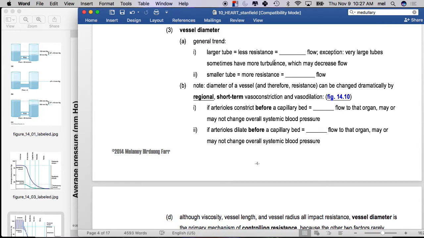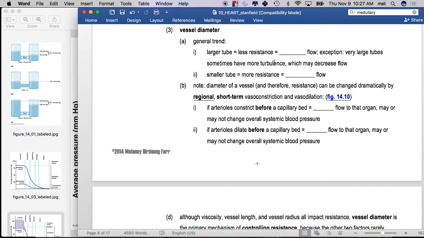Okay. Now, a smaller tube, the brachial artery, has more resistance and therefore what flow? Decreased flow. Okay. That's just like, I want to water my garden, right? I could use a hose that was that big if I had all day, right? Or I could use a hose that was that big, right? Does that make sense? Okay. So that's inherent vessel diameter.